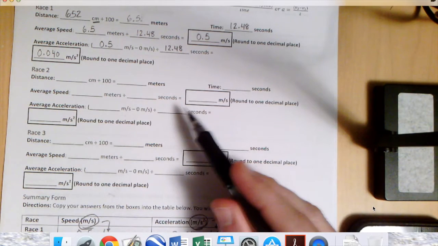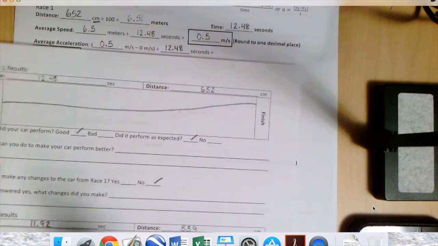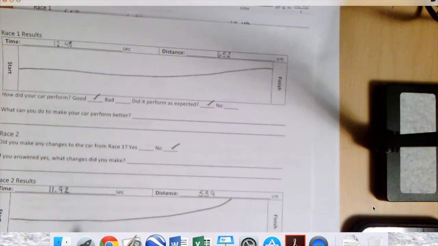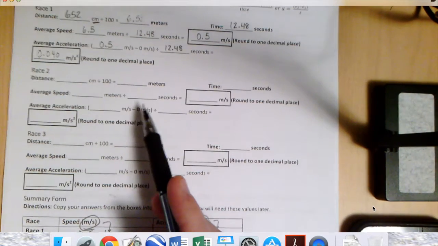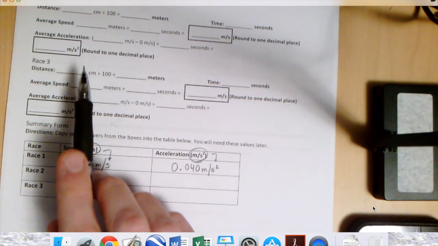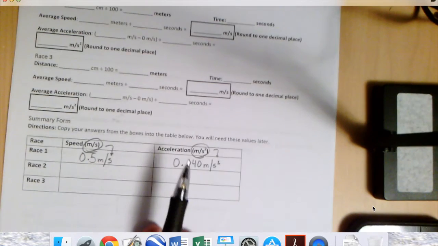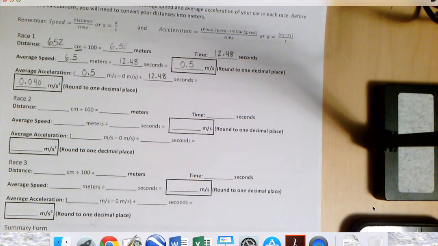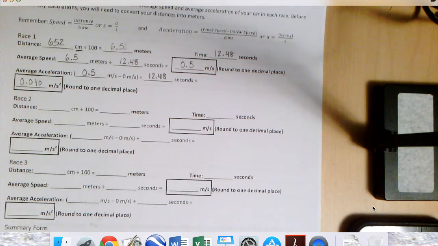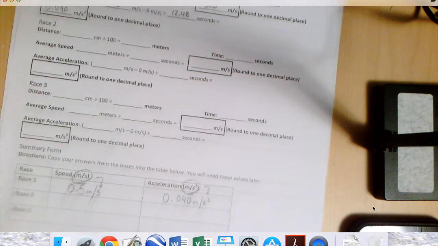Now that you've seen how I've done my first race, I want you to take your information from your race results for race 2, right here, and let me zoom in. Do the exact same thing for race 2. Put your answers in the box, and then put them right here, and then the same thing for race 3 right here. So that's how you determine the speed and acceleration. You're probably going to pause right here and get all the information and go back. All right, so obviously you did that, and you got your speed and acceleration. You wrote it all in this box. You're going to need your speed and acceleration later. So let's go to the next part.